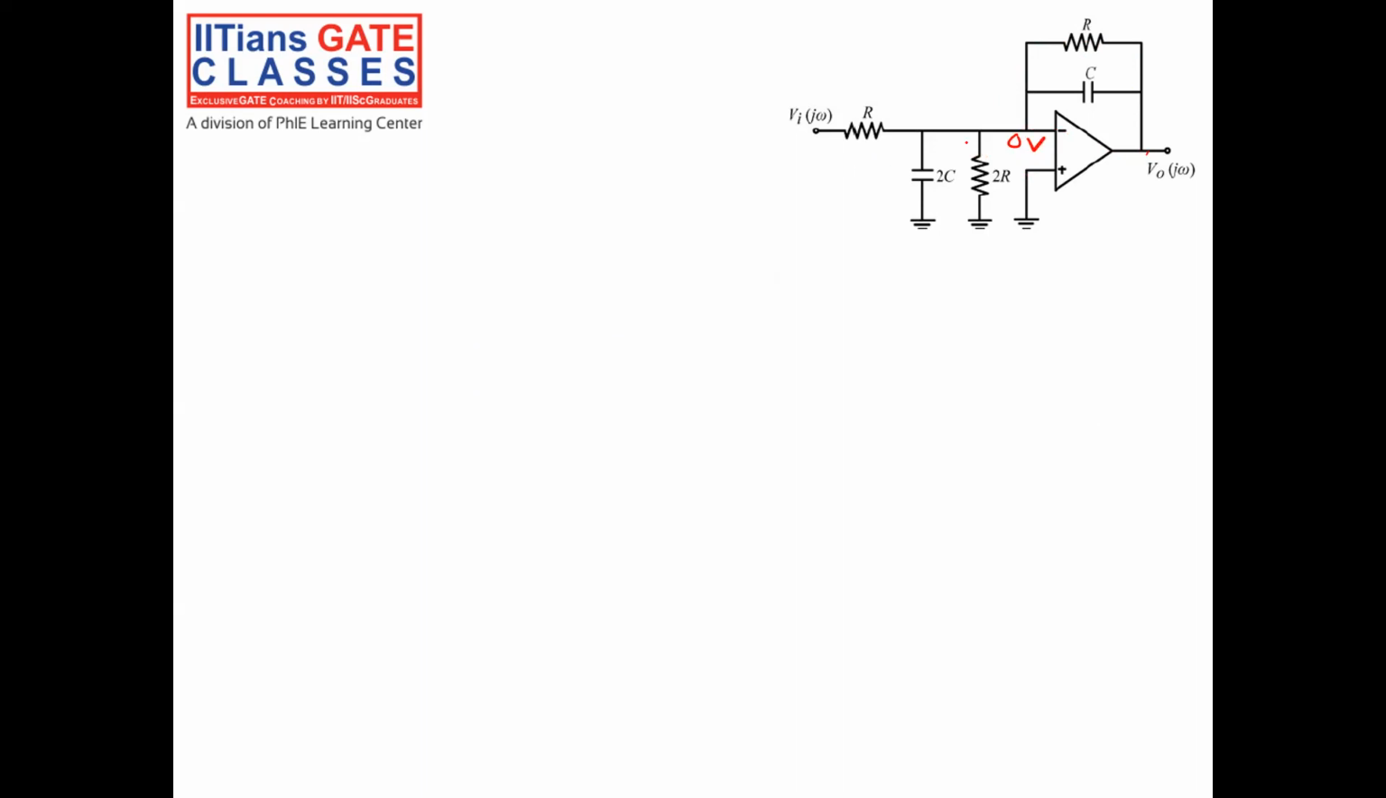Okay. Now, first calculate V0 by Vin. Then I have to calculate at what frequency this V0 will drop by 3 dB. So the first step is to calculate V0 by Vin. Then we have to see at what frequency my V0 is dropping by 3 dB. Okay, so let's put a nodal at this point, let it be Vx. So nodal at point x.